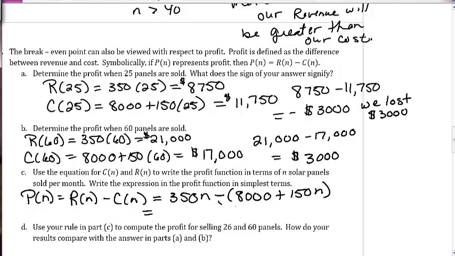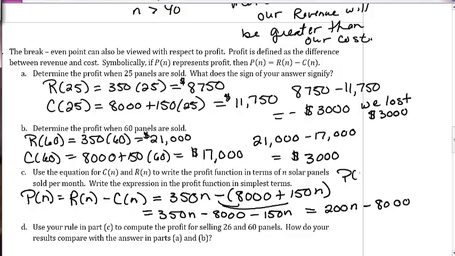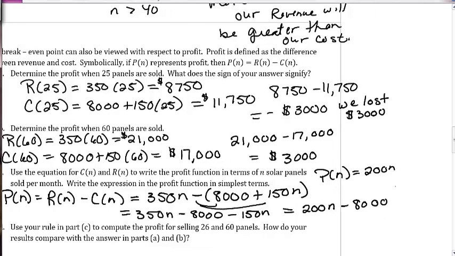And simplifying this, we have to distribute this negative sign. That gives us 350n minus 8,000 minus 150n. And if we simplify this, 350 minus 150 is 200n, and then minus 8,000. And so this is our profit function: 200n minus 8,000.